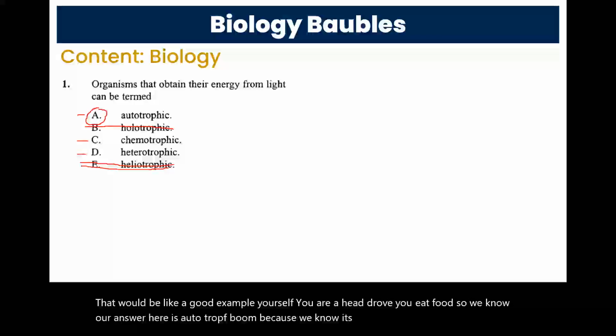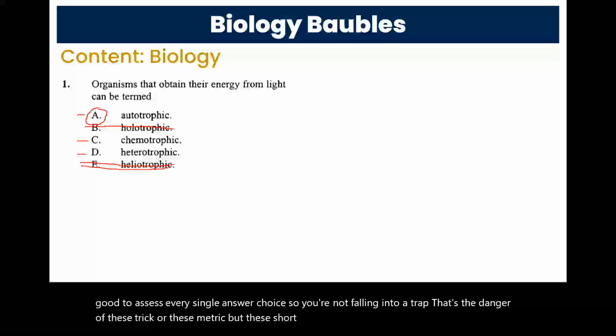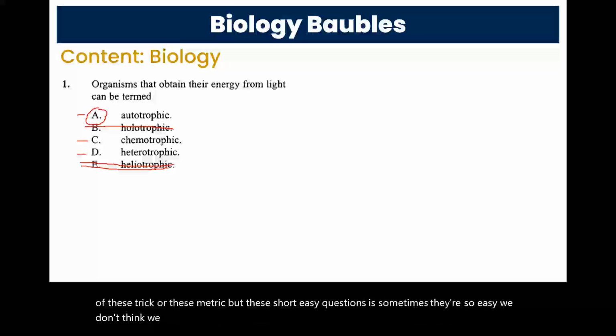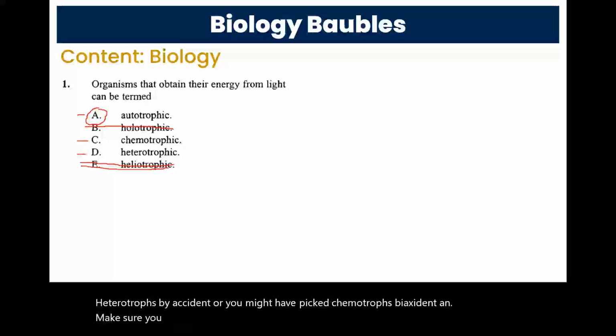But it's actually just good to assess every single answer choice so you know you're not falling into a trap. That's the danger of these short, easy questions, is sometimes they're so easy we don't think. We just automatically answer, and you might have picked heterotroph by accident, or you might have picked chemotroph by accident. And make sure you address every single answer in every single question. I cannot emphasize that more.